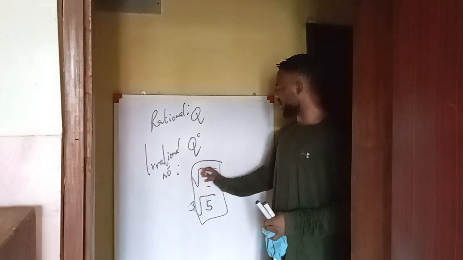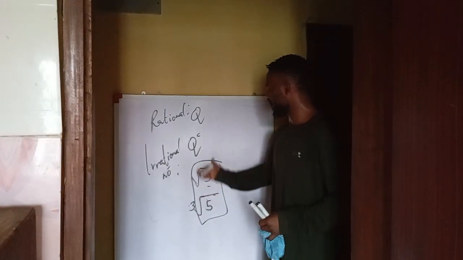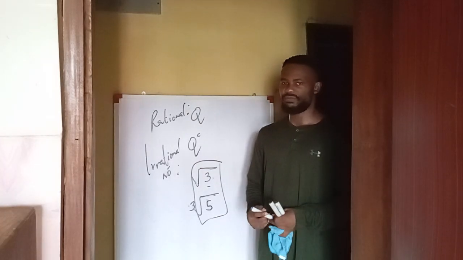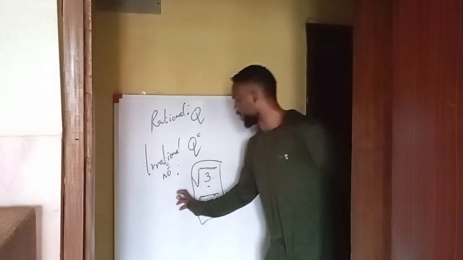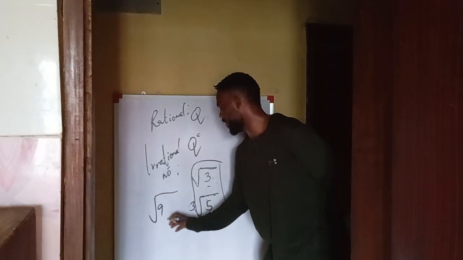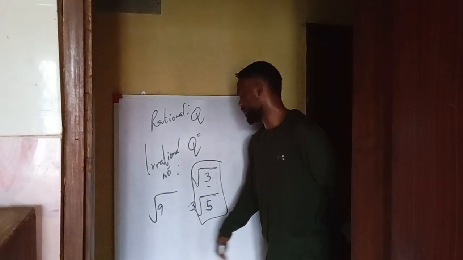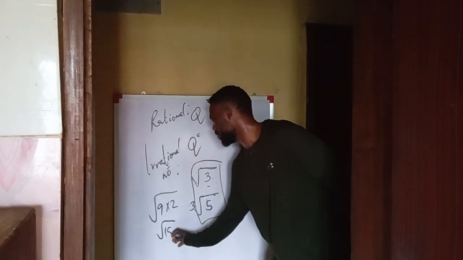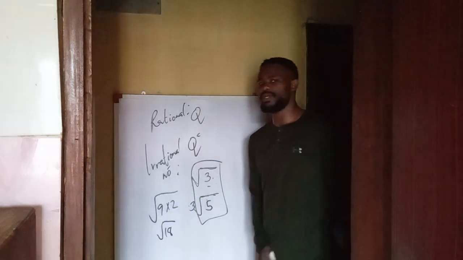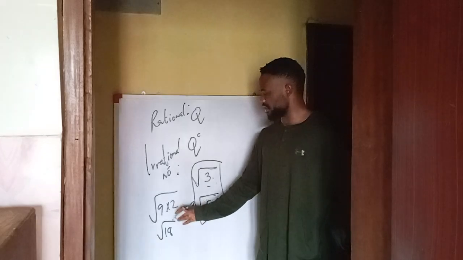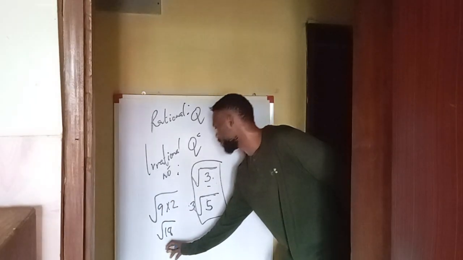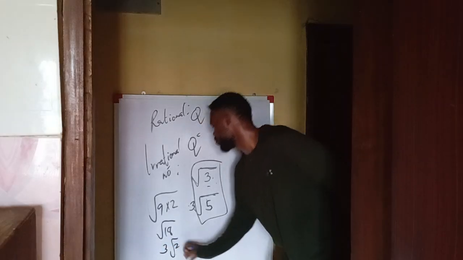Once there is no perfect square inside this radical, we say it's a surd in its perfect or basic form. But assuming I have, for example, 9 times 2, and this is root 18, you can see that this is not a surd in its basic form because it has a perfect square and this basic surd. So this is the same thing as saying 3 root 2.